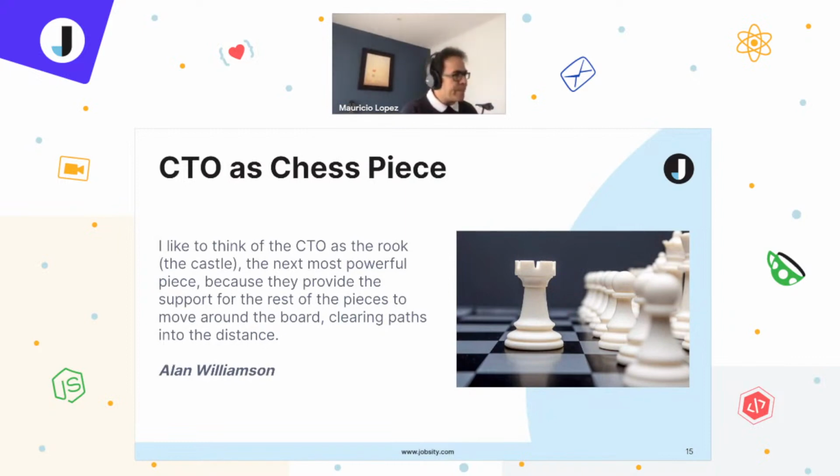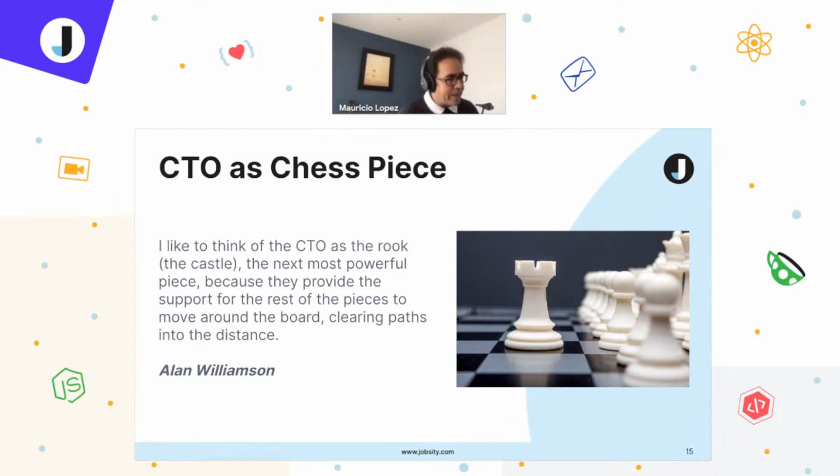Finally, from the Think a CTO book, I would like to mention Alan Williamson, great book. He has a phrase that I really like. Basically, you can think of the CTO as a chess piece. Let me quote directly: I like to think of the CTO as the rook, the castle, the most powerful piece, because they provide the support for the rest of the pieces to move around the board, clearing paths into the distance.